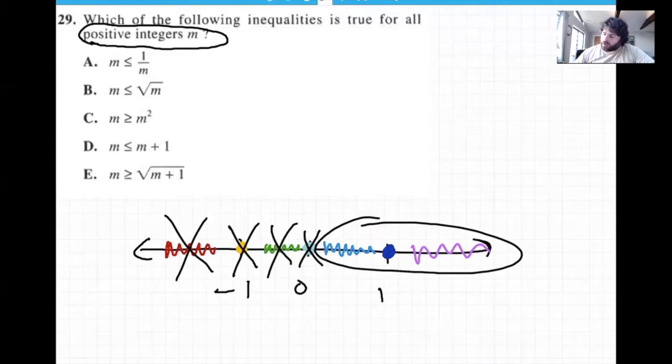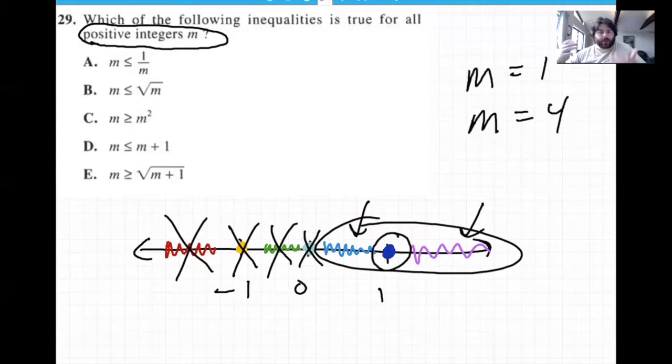Well, the numbers between 0 and 1 aren't integers. Remember, integers are whole numbers like 1, 2, 3, 4, 5, or -1, -2, -3, etc., or 0. But because it says positive integers, we don't want the negatives, we don't want 0, just the positives. So the only things we're worried about are 1, and the numbers in the purple, like 2, 3, 4, 5, 6. Those all behave the same way as each other, whereas 1 behaves uniquely. So all we have to do is test m equals 1, and let's say m equals 4. I could do 2, or 10, or 100. It all works the same way.